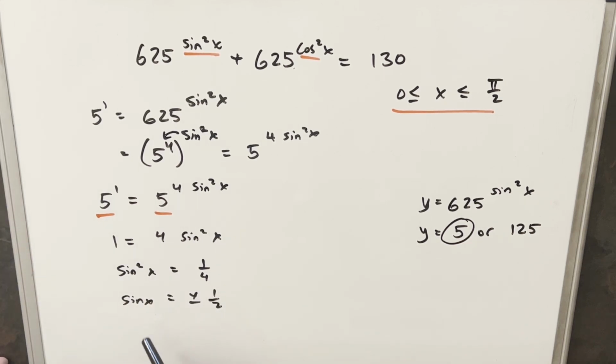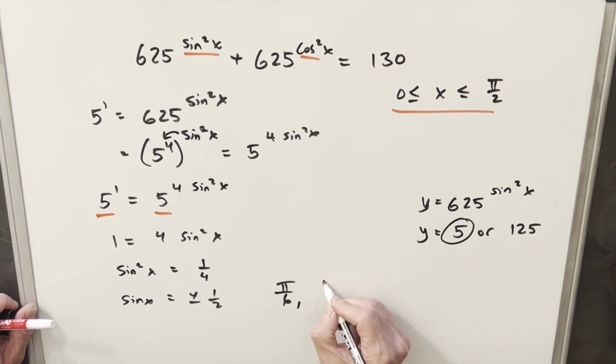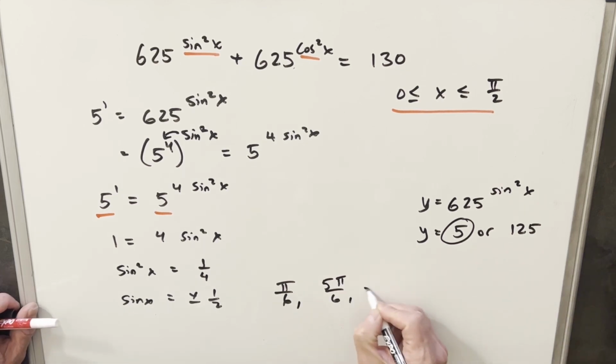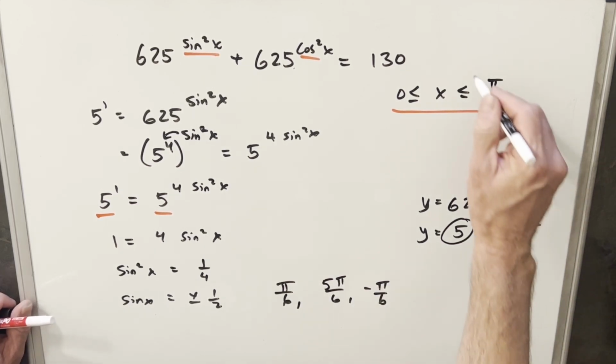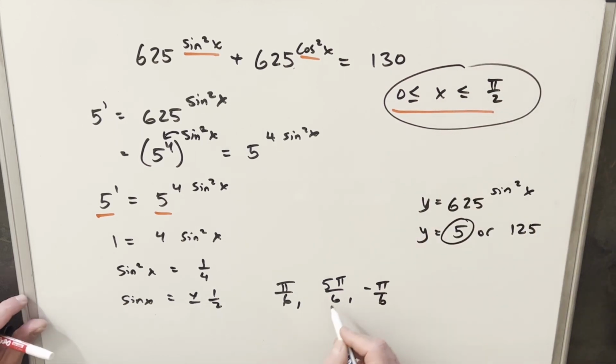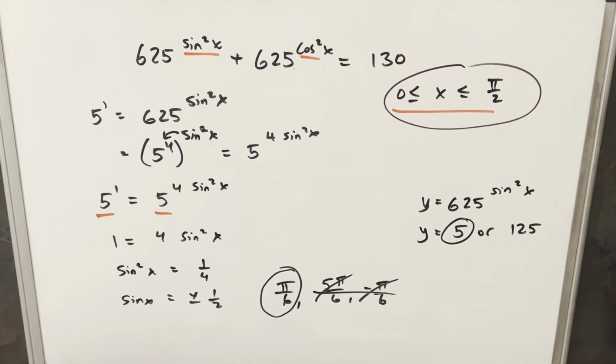Now solving for x, we could find the arcsine of plus 1/2 or minus 1/2, and there's going to be an infinite number of values for that. The arcsine of 1/2 is going to be at pi over 6, but we have a bunch of other solutions: 5 pi over 6 and minus pi over 6. But the thing is, we have this range here, which is going to eliminate all these other solutions. We'll throw out these other solutions because they're not in this range.